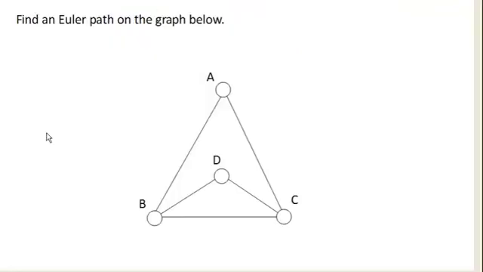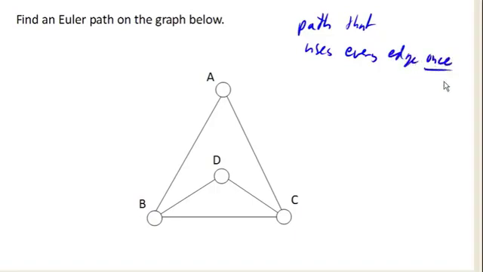So we want to find an Euler path on this graph. Now, an Euler path is a path, and remember, a path means that it goes from one point to another, not necessarily returning to the same point. So it's a path that uses every edge once and only once, so no repeats. Now, we're allowed to visit the same vertex multiple times with Euler paths, but not the same edge.